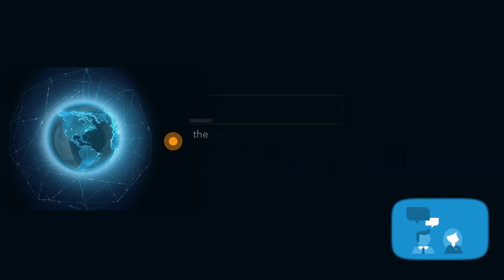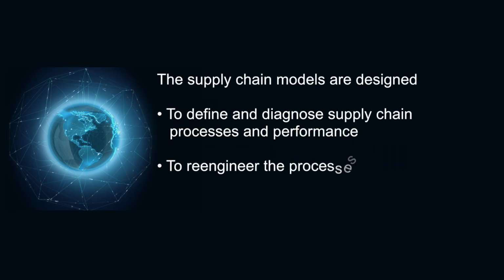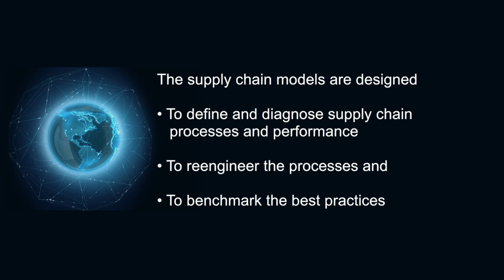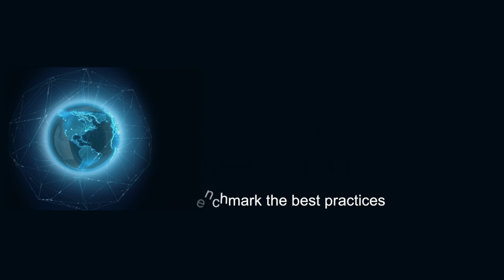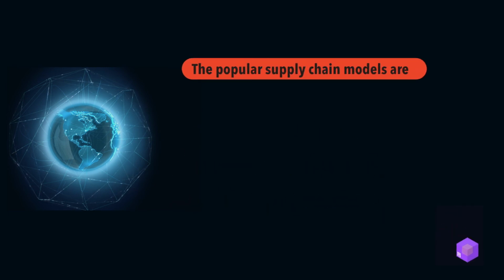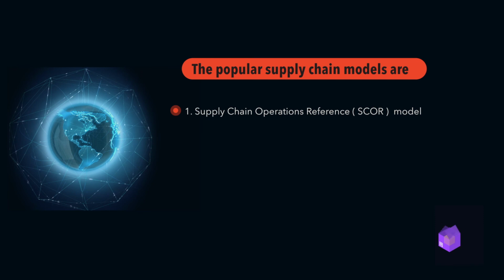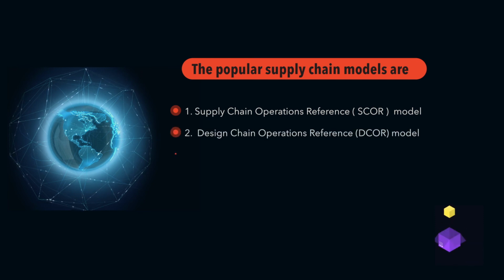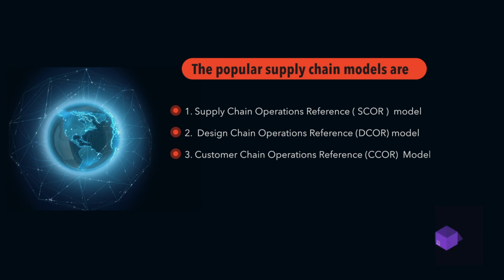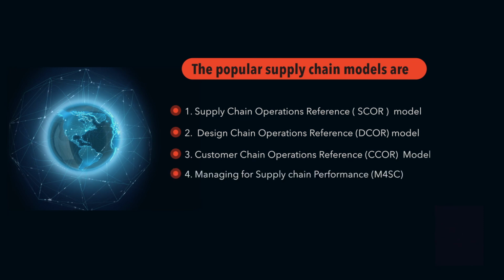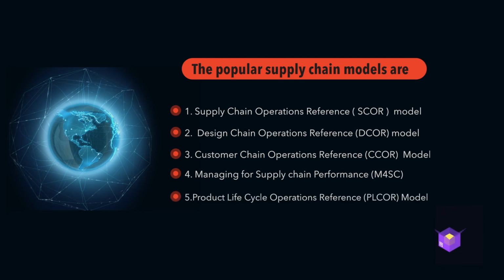products and services. The supply chain models are designed to define and diagnose supply chain processes and performances, to re-engineer the processes and benchmark the best practices. The popular supply chain models are the Supply Chain Operations Reference Model, Design Chain Operations Reference Model, Customer Chain Operations Reference Model, Managing the Supply Chain Performance, and Product Lifecycle Operation Reference Model.